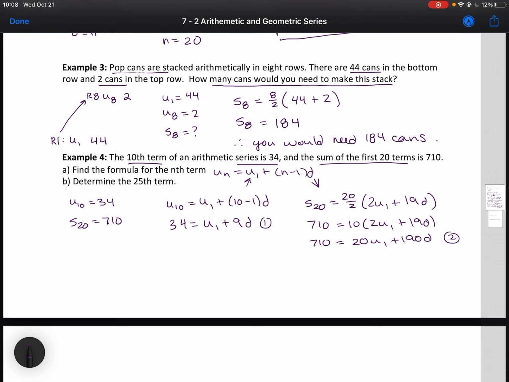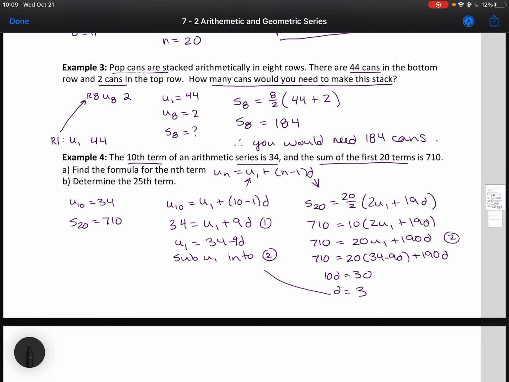Now I've got 2 equations, 2 unknowns, and I can solve. So what I'm going to do here is just rearrange. You could use elimination as well if you wanted to. So U1 is equal to 34 plus 9D. And then I'm going to sub U1 into my second equation. So now I've got 710 equals 20 times (34 minus 9D) plus 190D. And now I've got an equation that is only in terms of D. Simplifying and moving things around, I'm going to get that 10D is equal to 30, which means that D is going to be equal to 3.